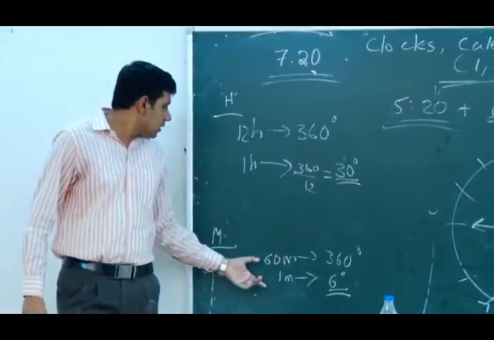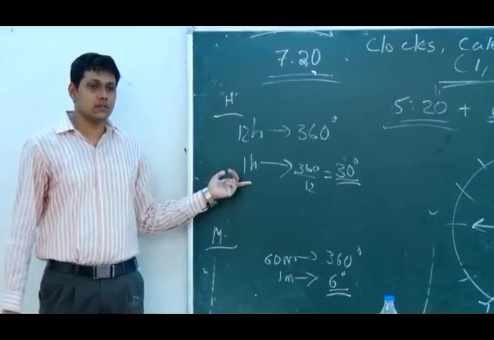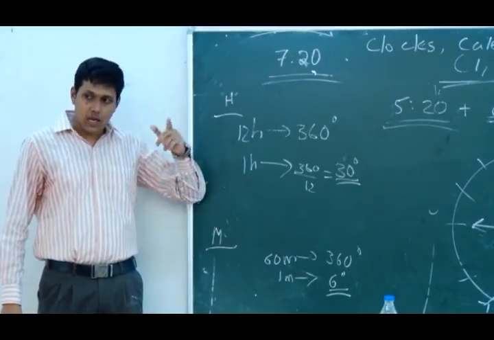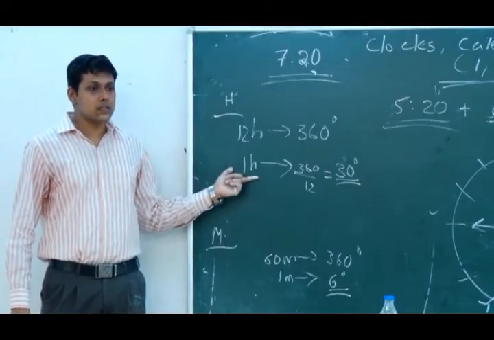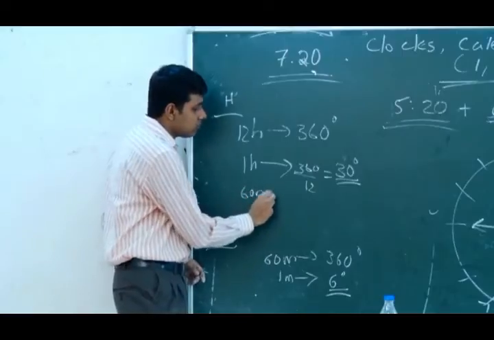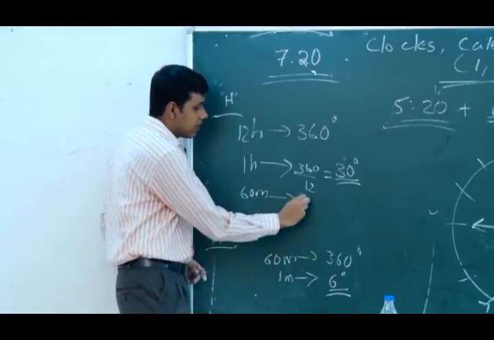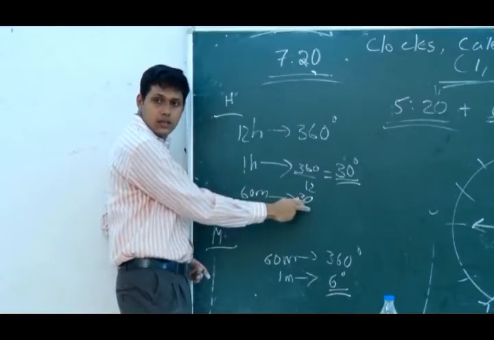Okay. Now, does the hour hand stay stationary when the minute hand is moving? No, the hour hand moves along with the minute hand. So in 1 hour it moves 30 degrees. So in 60 minutes it will move 30 degrees. Simply converted, 1 hour is 30 degrees, so 60 minutes is 30 degrees.